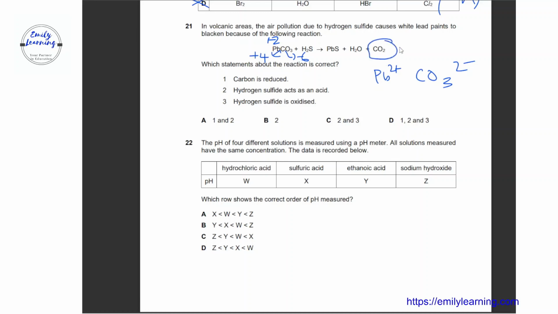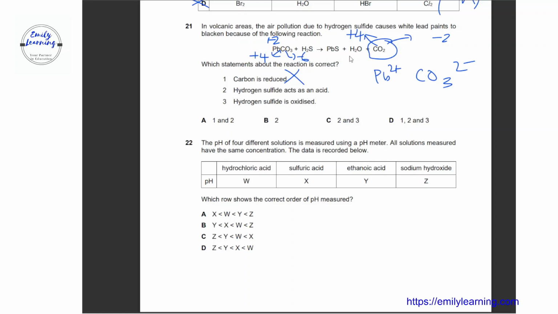So your CO2 here, each O has an oxidation state of -2. There are 2 of them, so it's -4. So this C must have an oxidation state of +4. In other words, nothing happens to the C, right? Its oxidation state remains as +4. So it's neither oxidized nor reduced. So this is out.